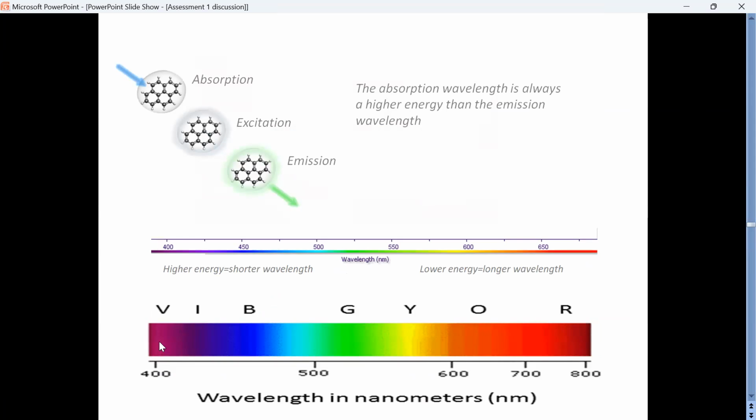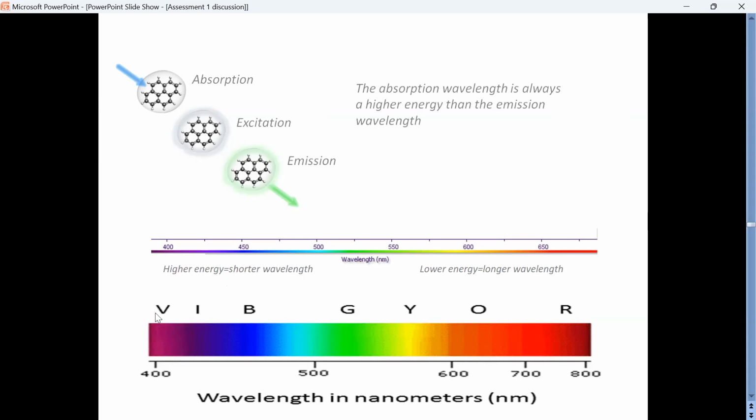In fluorescence and fluorochromes. So this is the visible spectrum of light, and here we see VIBGYOR from violet to red, where violet has light of higher energy and red has light of lower energy. So violet has shorter wavelength and red has longer wavelength. So whenever you are exciting a fluorochrome, you can excite with light of higher energy or shorter wavelength, and the emitted light will be of lower energy and longer wavelength.